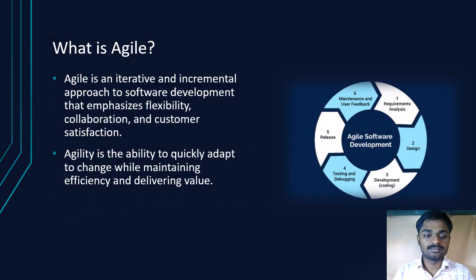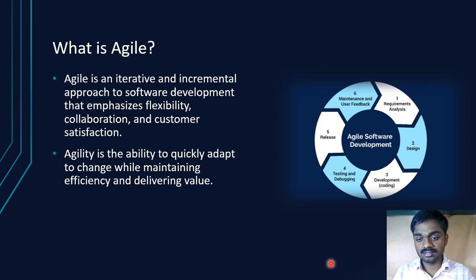First, what is Agile? Agile is an incremental and iterative approach to software development that emphasizes flexibility, collaboration, and customer satisfaction. The key term in Agile is agility. Agility is the ability to quickly adapt to change while maintaining efficiency and delivering value.